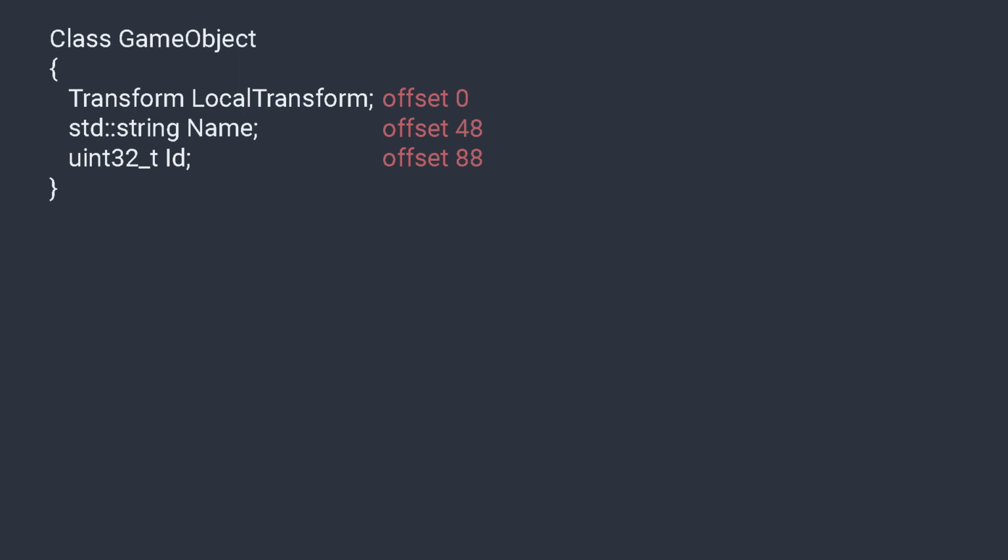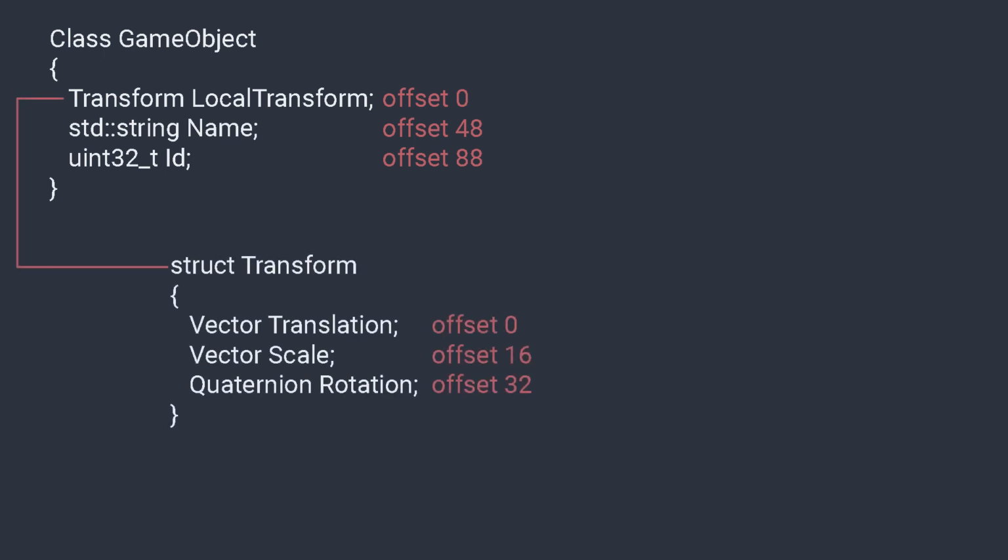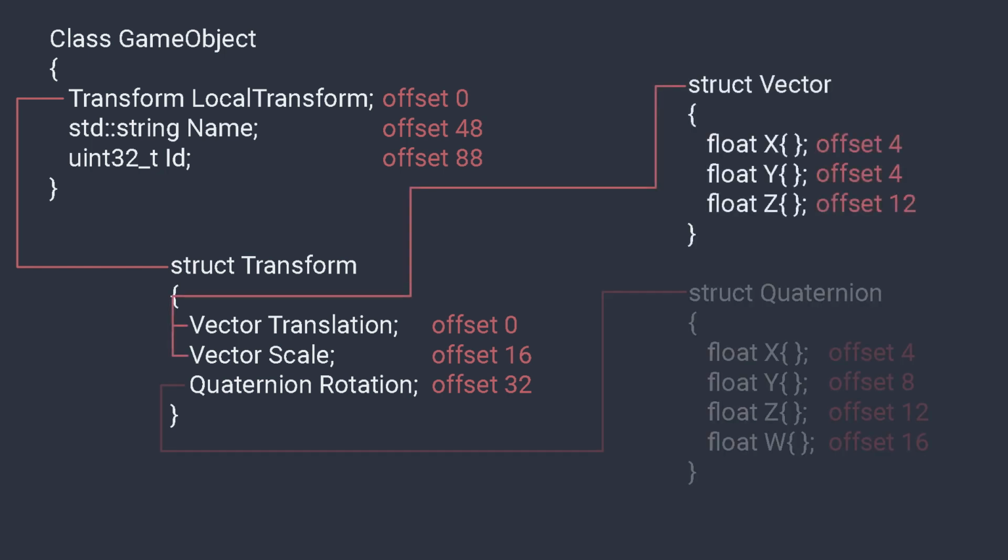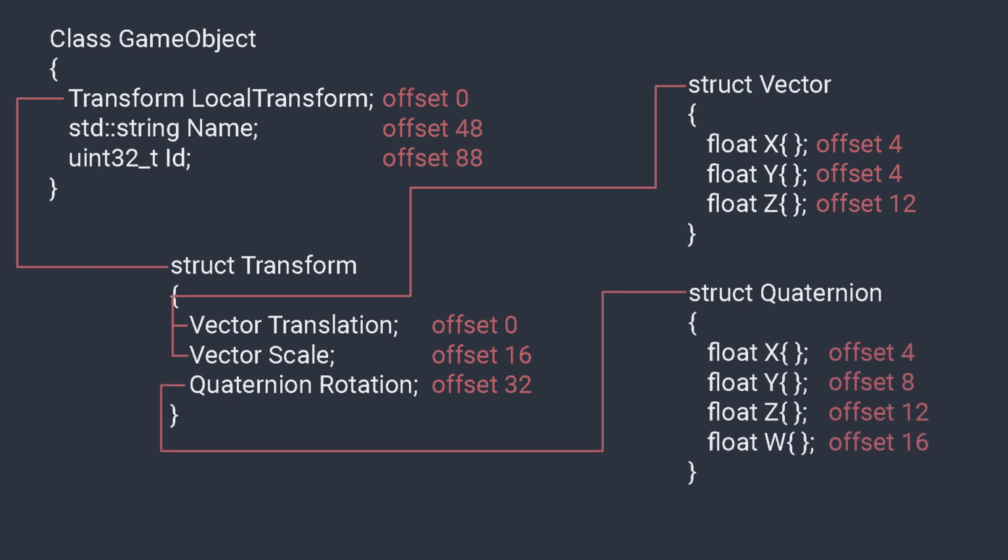If we then also reflect upon the member variables, we can go more in depth and create a chain of member variable information. The transform struct has as members a translation vector, a scale vector, and a rotation quaternion. Going more in depth, we can reflect the members of the vector and the members of the quaternion. In the end, we are left with this chain of types.